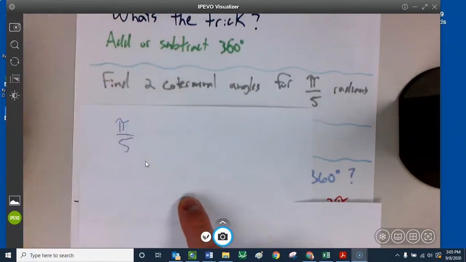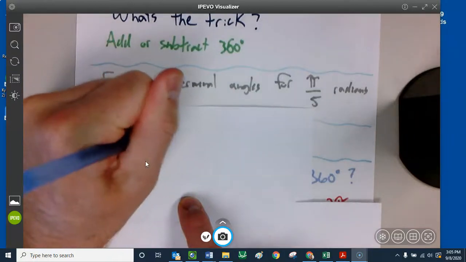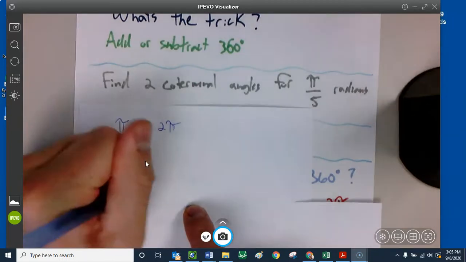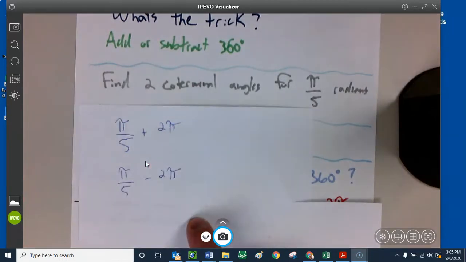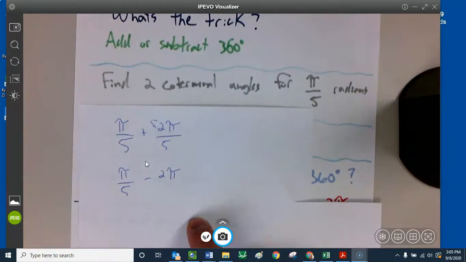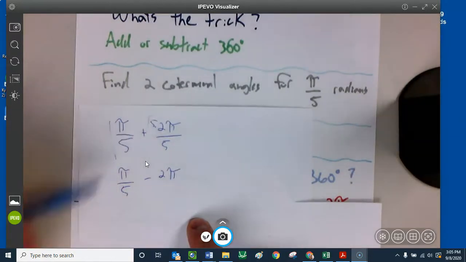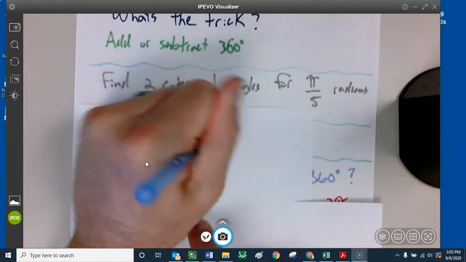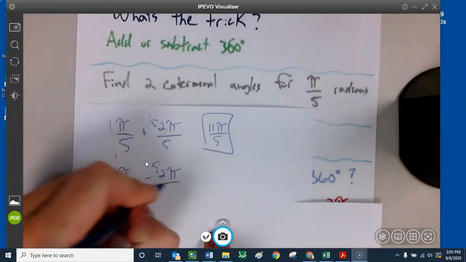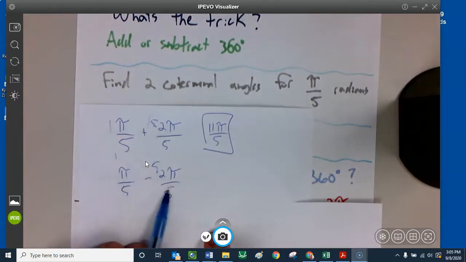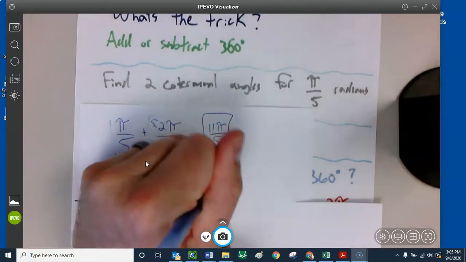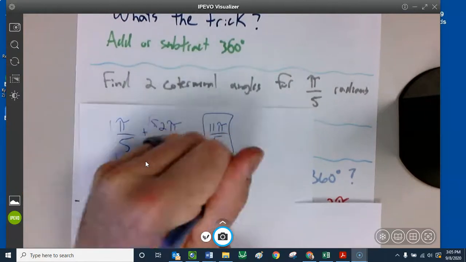So pi over 5. I could add 2 pi to get to, it's like going around the circle again in the positive direction, or I could subtract 2 pi to go around the negative direction. Okay, well, common denominator stuff, times by 5, times by 5, that's 1 pi over 5, plus 10 pi over 5, that's 11 pi over 5. There's 1, that's coterminal. Same idea here, we'll multiply the top and bottom by 5 to get common denominators. 1 pi over 5 minus 10 pi over 5, 1 minus 10, negative 9 pi over 5. There are 2 coterminal angles.